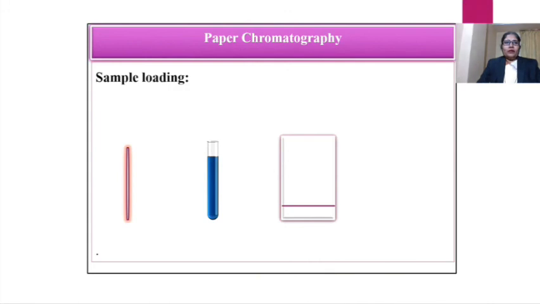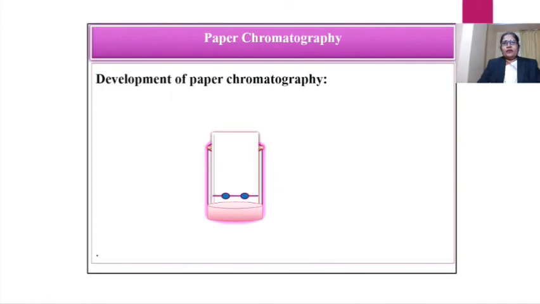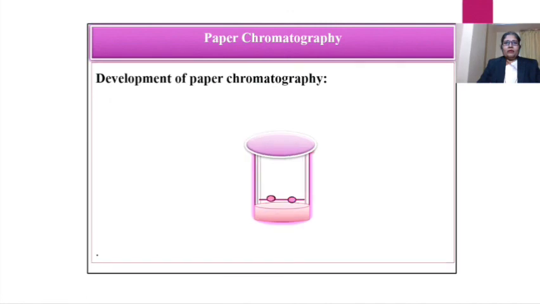To load the sample, dip a capillary tube into the given metal ion solution and apply 2 spots on the paper. Let each spot dry before repeating twice or more times in a similar way as shown in the PPT. Now, carefully place the paper into the developing chamber and cover it with a lid. Then, let the solvent rise upward through the paper until it is about 1 cm from the top.